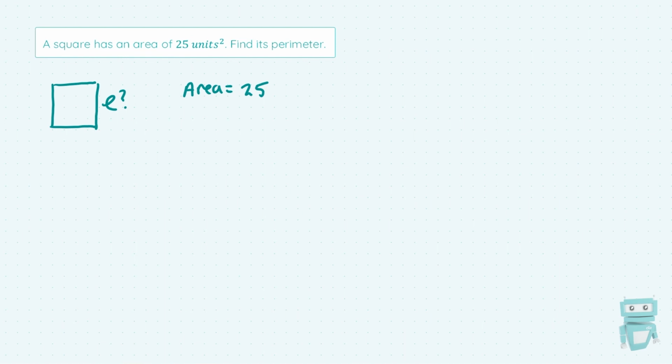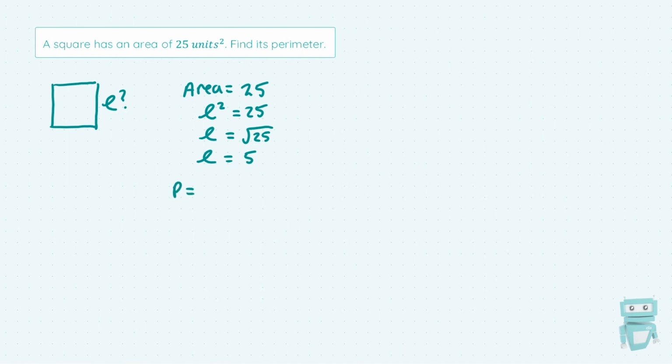And how would they have calculated the area? Well, they would have used the L squared formula. And I'm going to say here that L squared has to equal 25. And now I'm going to solve for L by square rooting both sides. And when I do that, I'm going to work out that the length of the square here is 5. Now I have the length of the square, I can go work out the perimeter.